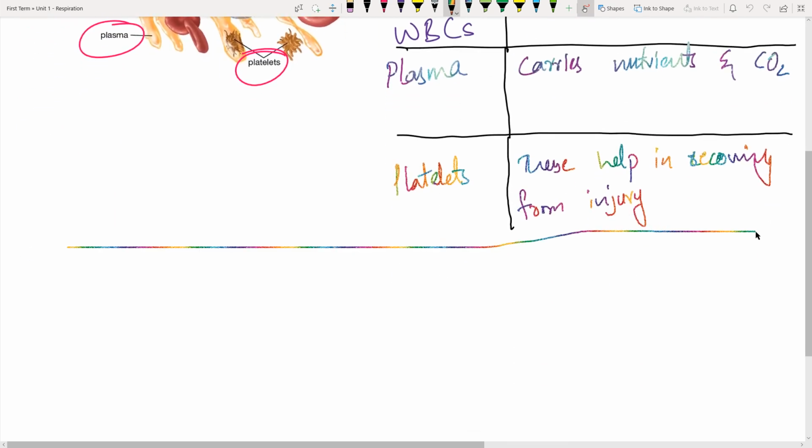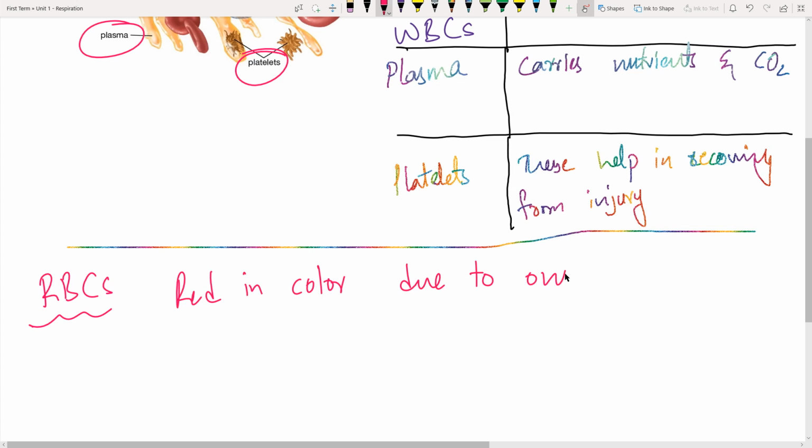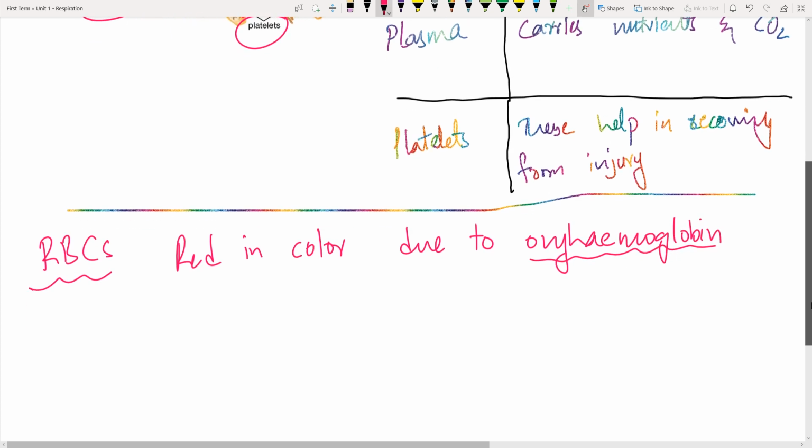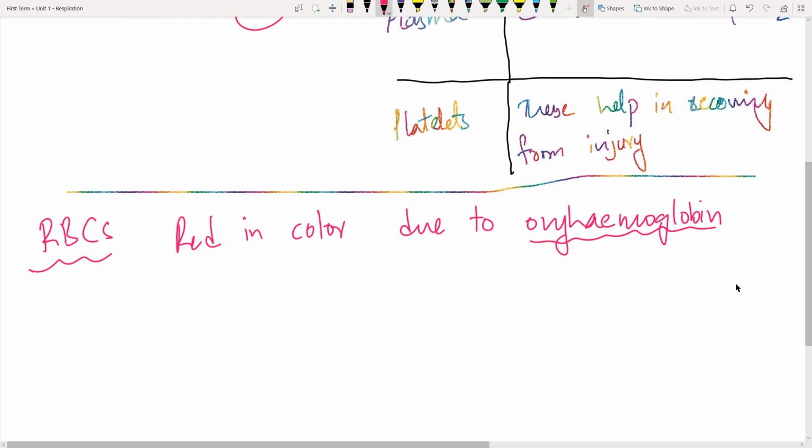Now we are going to discuss some important points in this unit, what and how different parts of these things work. When we talk about the RBCs, we understand they are red in color. And why are they red in color? Due to oxyhemoglobin, right. It's a chemical compound that appears red and is responsible for carrying oxygen. That is the very reason they are red, and they are small and heavy cells, right?